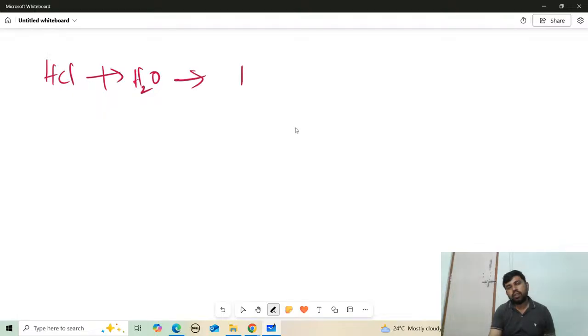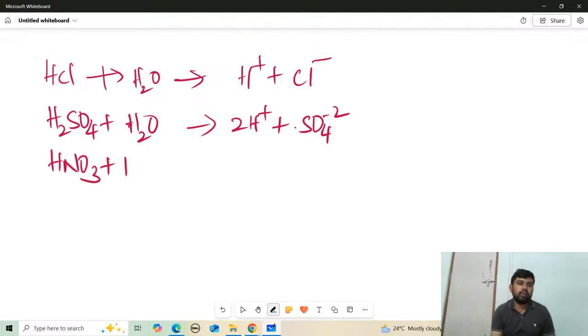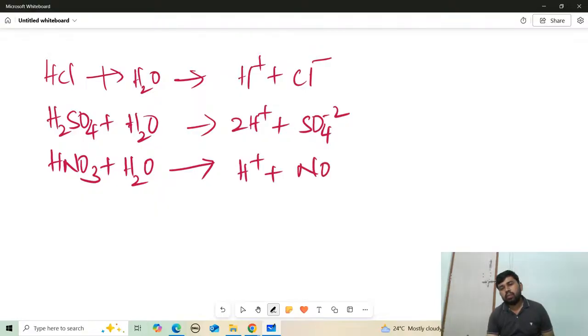If I take HCl, HCl plus H2O, what happens, sir? H plus ions will be produced and Cl minus ion. Similarly, if I take H2SO4, H2SO4 plus water, it will produce 2H plus ions and SO4 minus 2 ions. Similarly, if I take HNO3, HNO3 plus H2O, they'll produce H plus ions and NO3 minus ion.